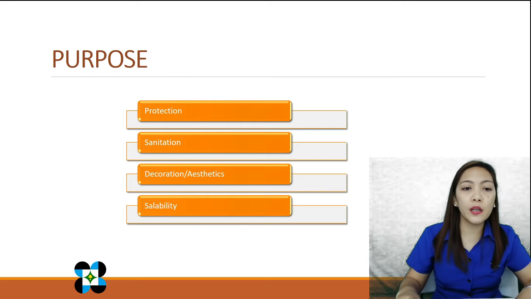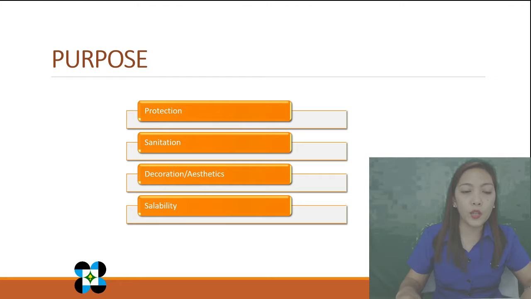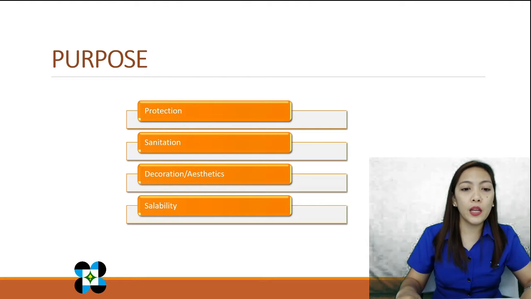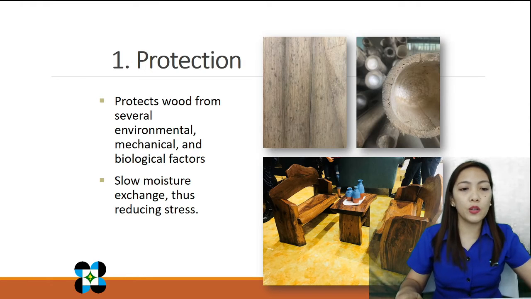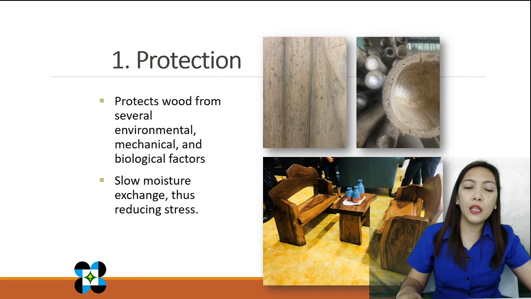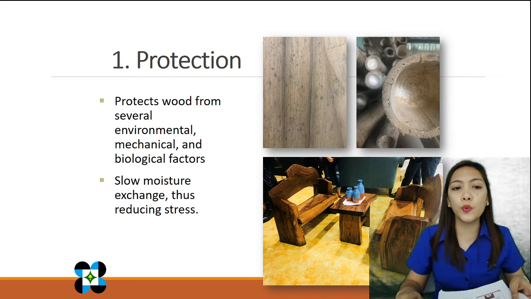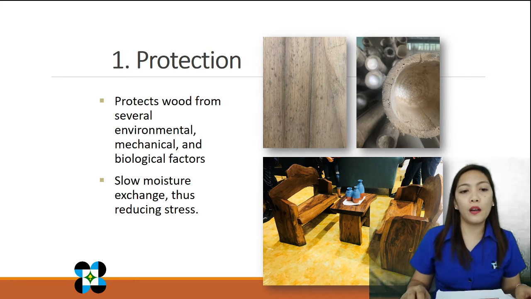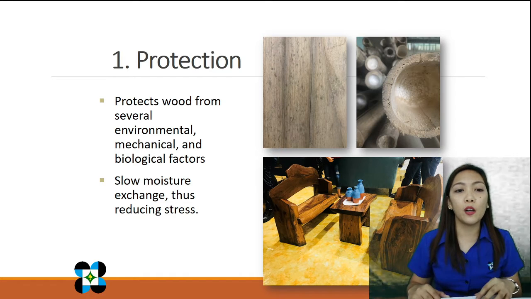So these are the four major purposes of wood finishing. These are protection, sanitation, decoration or aesthetics, and saleability. So i-discuss natin ito isa-isa. So protection. Accordingly, yung finish daw protects wood from several environmental, mechanical, and biological factors.